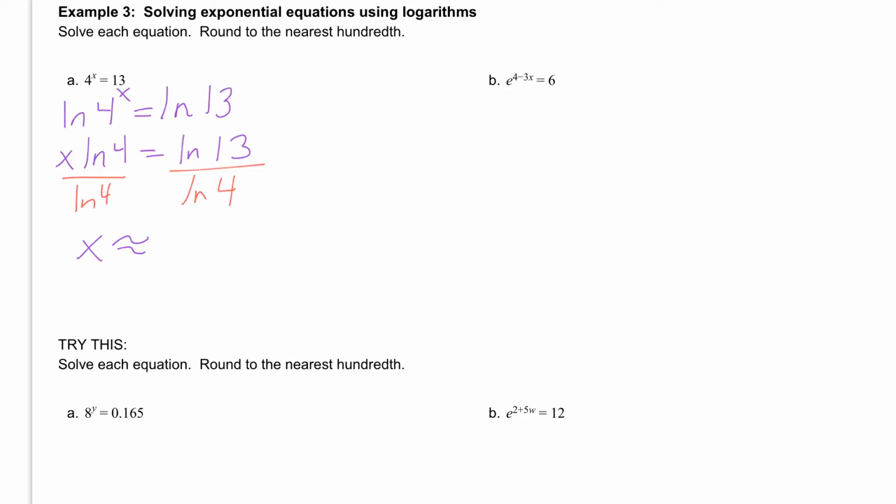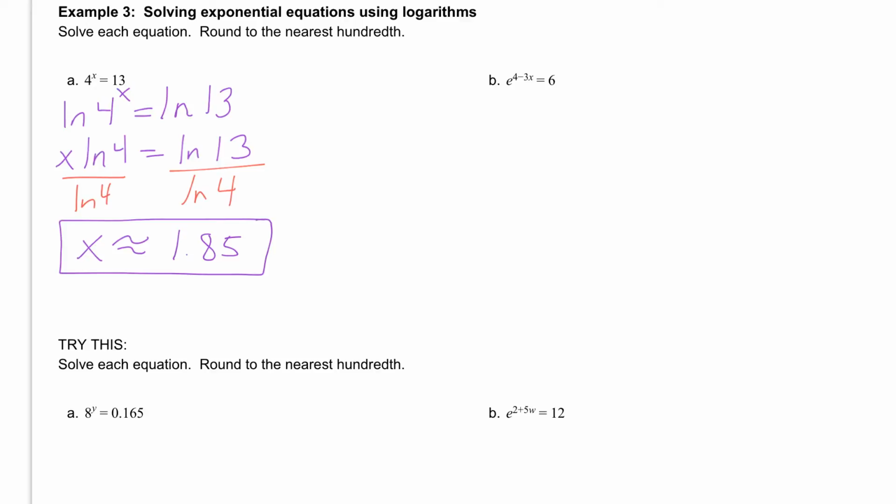If you plug this in correctly on your calculator, you should get, rounded to the nearest hundredth, 1.85. Please take a second right now and make sure you are plugging this into your calculator the right way. If you did not get 1.85 when you plugged it into the calculator, please let me know and I can make sure to check what's going on.